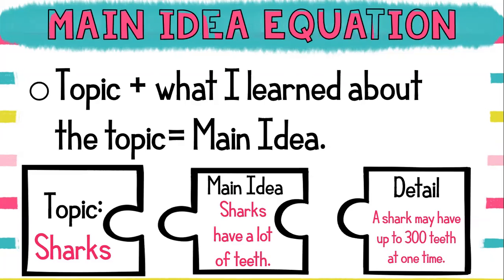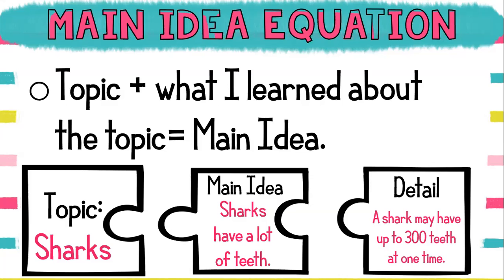So the way that we can really figure out what the main idea is is by using the main idea equation. So what you're going to do is take the topic, and then you're going to say what I learned about that topic, and that is going to be your main idea. For example, if I was reading an article about sharks, my topic would be sharks. My main idea of what the author wants me to learn, what the text is mostly about, might be that sharks have a lot of teeth.